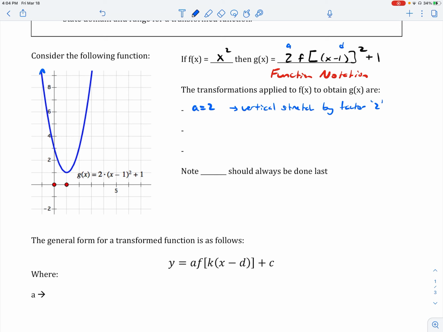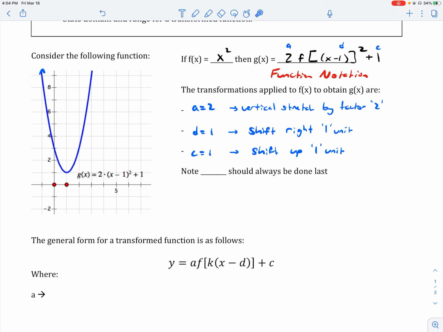Next I have in there is d. D is equal to 1. So this means we're going to have to shift to the right. Shift right 1 unit. And lastly, the plus 1 at the end, that's my value for c. So then that just means we have to shift up 1 unit. So those are my transformations described in words.